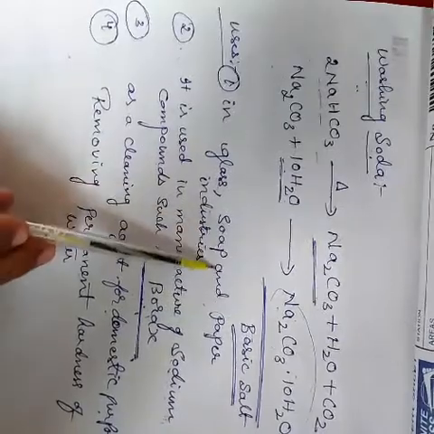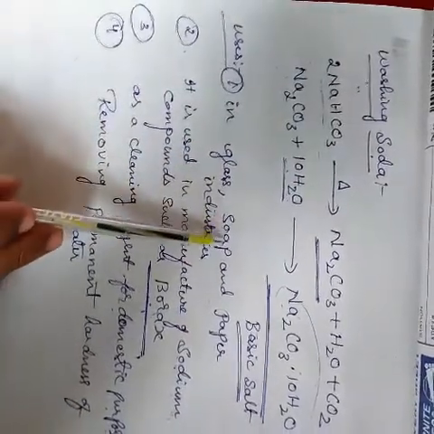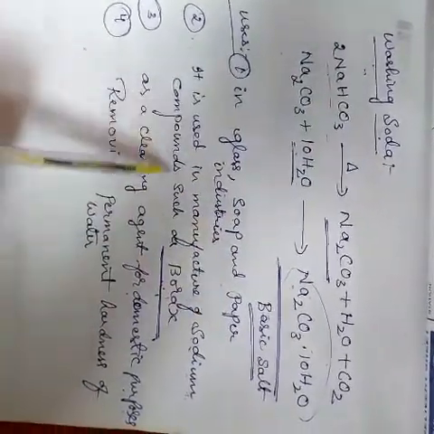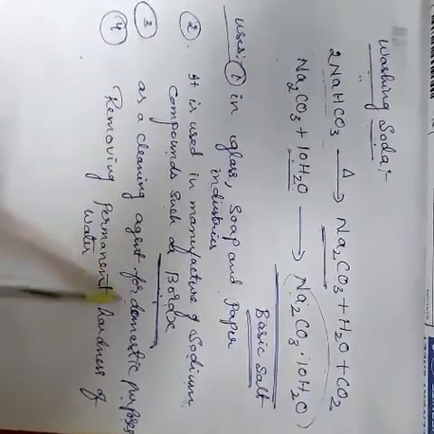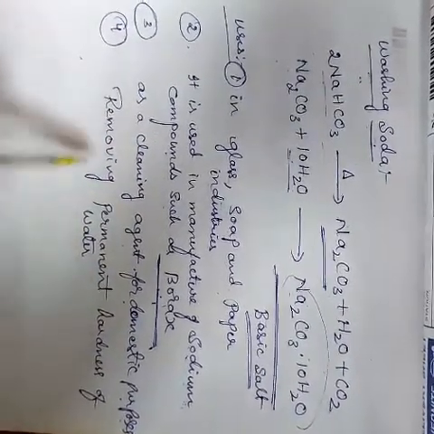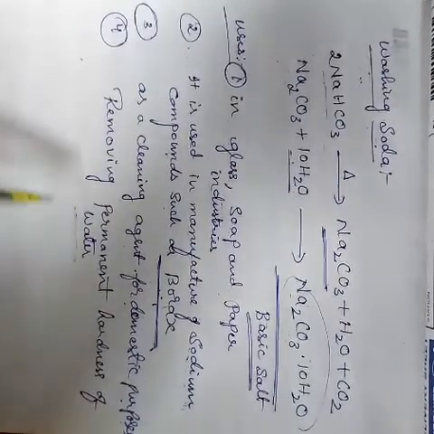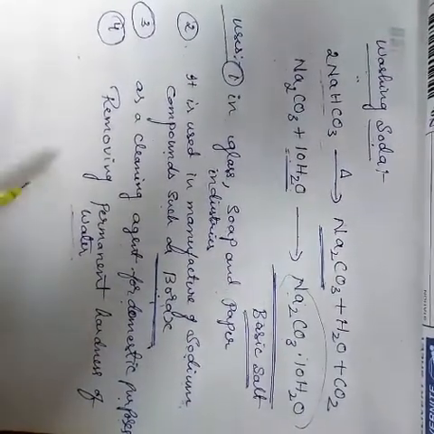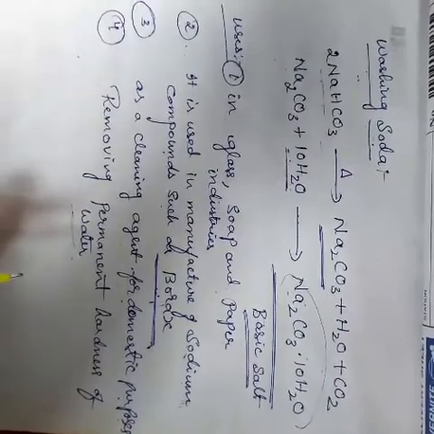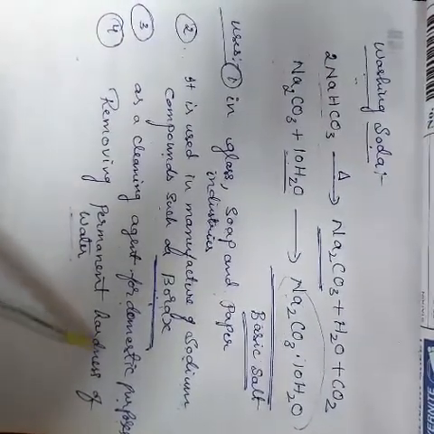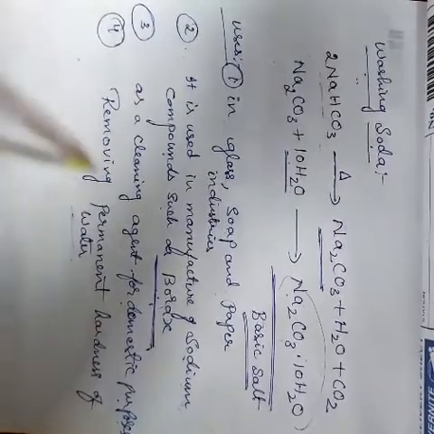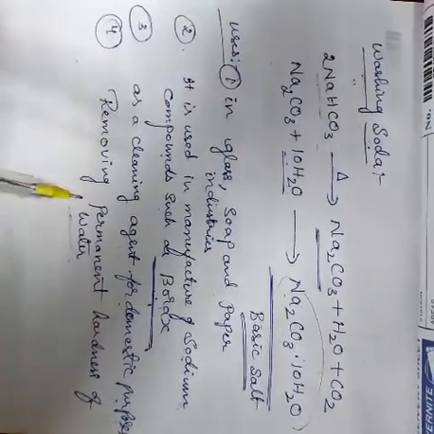Remember this: in making glass, for soap and paper industries. It's used in the manufacture of sodium compounds such as borax, as a cleaning agent for domestic purposes, and removing permanent hardness of water. Hardness of water means that water consists of different types of salts, so to remove that hardness, washing soda is used.